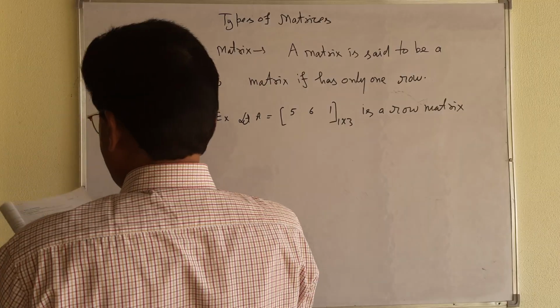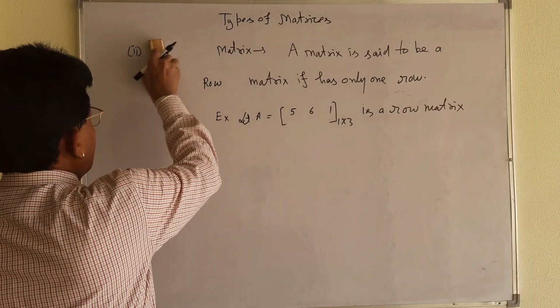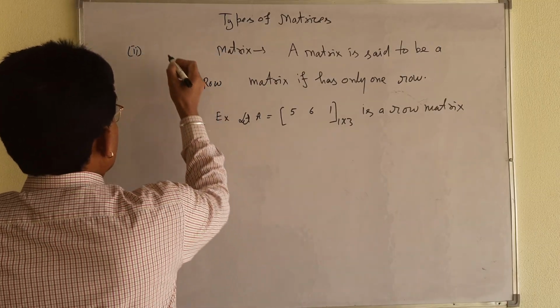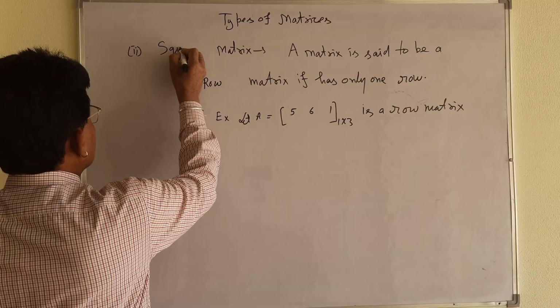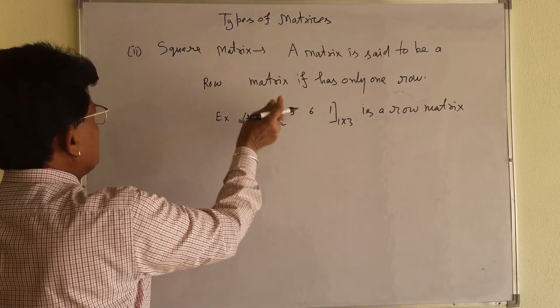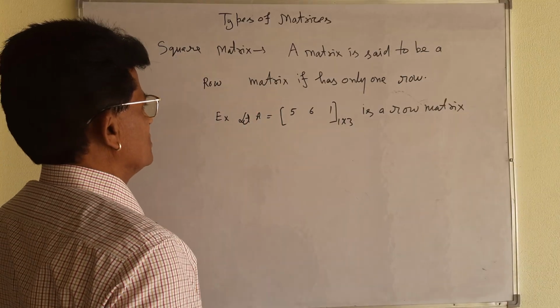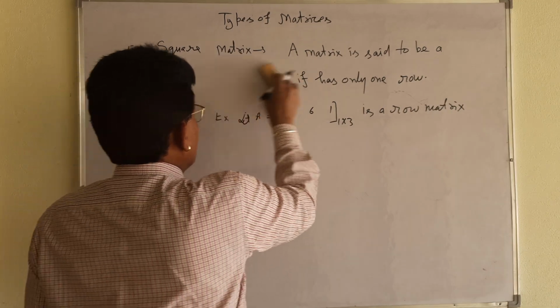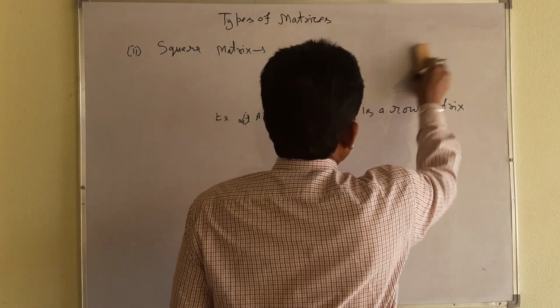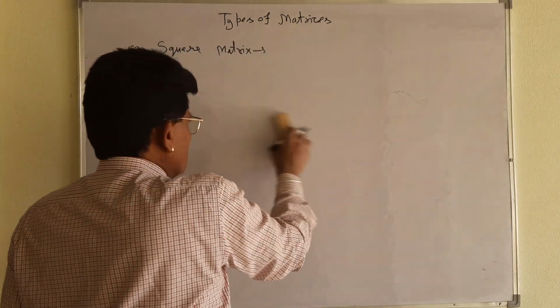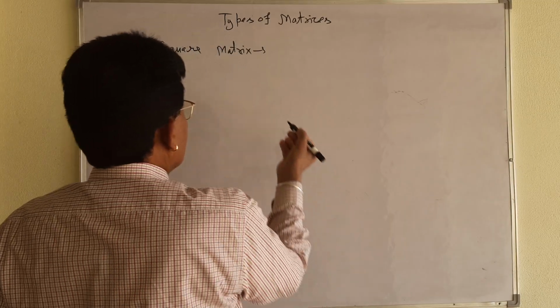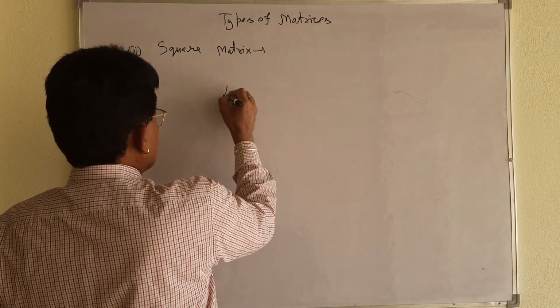Let me take the other definition, the square matrix. Square matrix is very important. Everywhere you will use the square matrix, at every time you will use it. First of all, I will take the example, then automatically you will come to know the definition of it.